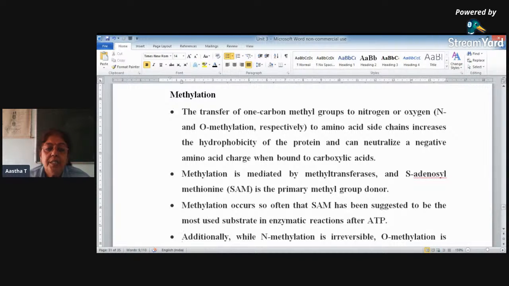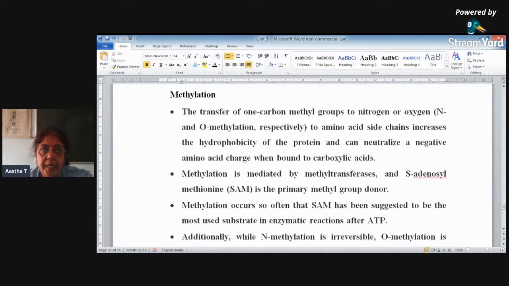This methylation is mediated by methyltransferase enzymes, and it will take place in the presence of S-adenosylmethionine, known as SAM, and it is a primary methyl group donor. म्हणजे एन्झाईम्स कोणते लागतील? मिथिल ट्रान्सफरेसेस, आणि सबस्ट्रेट कोणता लागेल?